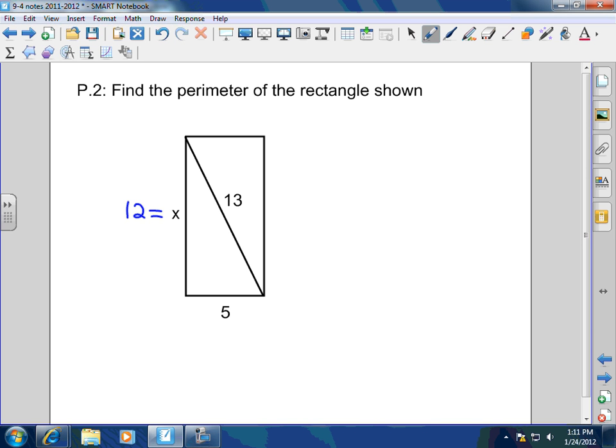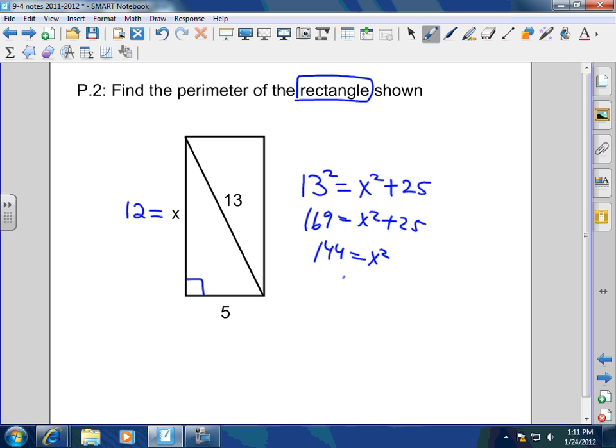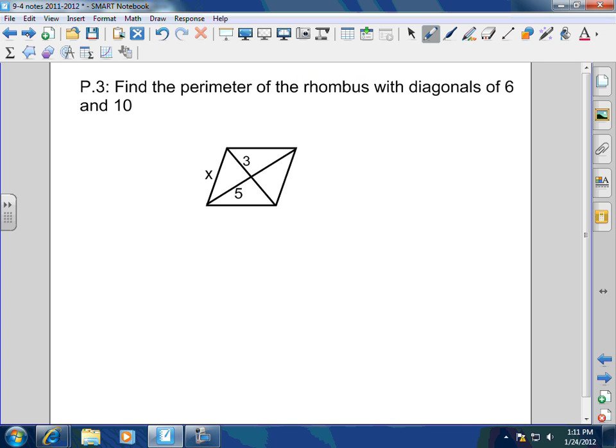Now, some of you may say, whoa, hold on. How on earth did you know that this is a right angle? It's a rectangle. And I know the definition of a rectangle, so I'm all good. Now, again, if you didn't know this in particular, no worries. 13 squared equals x squared plus 25. That's 169 equals x squared plus 25. 144 equals x squared. X equals 12. Does that make sense, my brothers? All right. Let's continue, please.